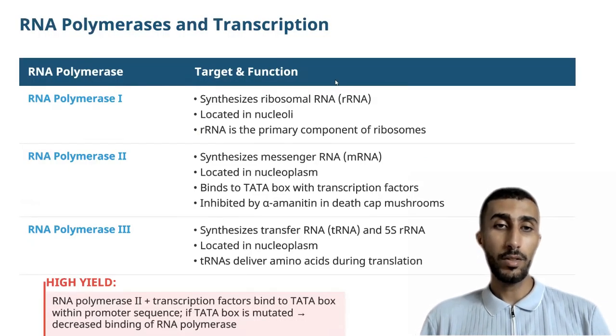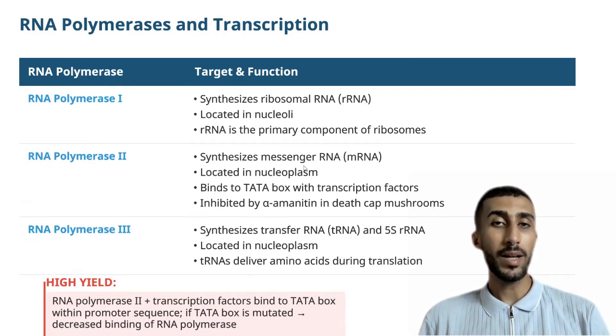Next are the different kinds of RNA polymerases. We have RNA polymerase 1, RNA polymerase 2, and RNA polymerase 3. We have different RNAs: rRNA, mRNA, tRNA, and the 5S rRNA. RNA polymerase 1 synthesizes ribosomal RNA, rRNA. RNA polymerase 2 synthesizes the messenger RNA, mRNA. RNA polymerase 3 synthesizes the tRNA or transfer RNA, and the 5S rRNA.